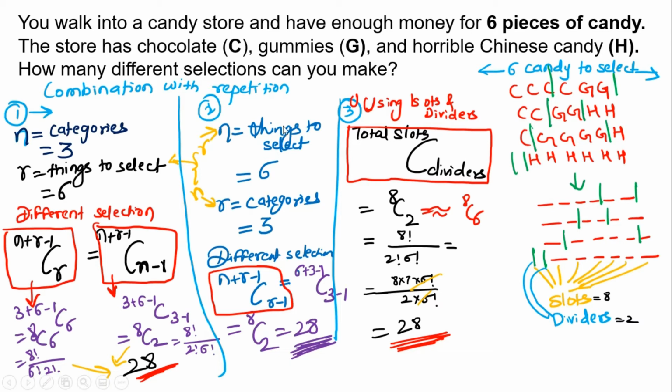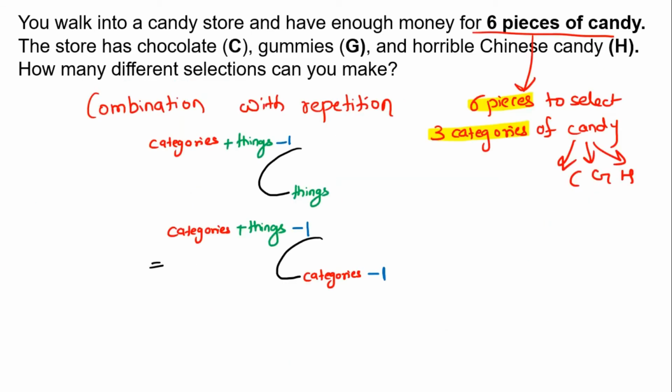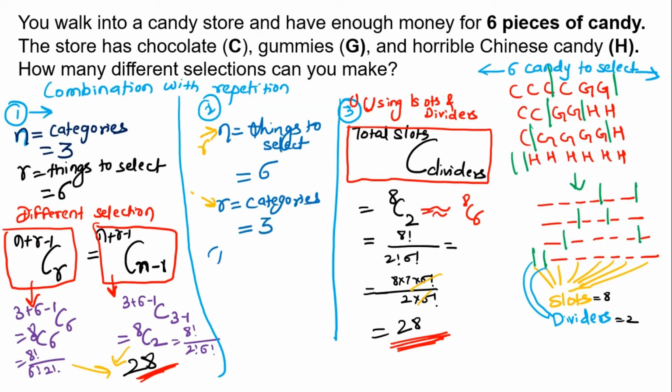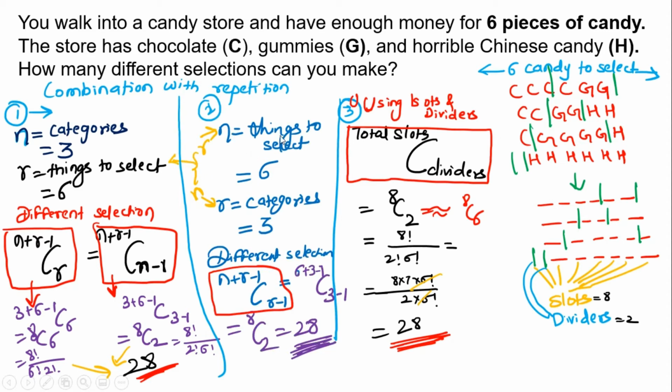So if you're just making a change in the labeling, this formula will be the same, which is on this slide. The formula will be the same, but the labeling will be different. So in this case, if I'm considering n as things to select and r as categories, my formula will become n plus r minus 1 combination r minus 1. We have just changed the labels of these two things.